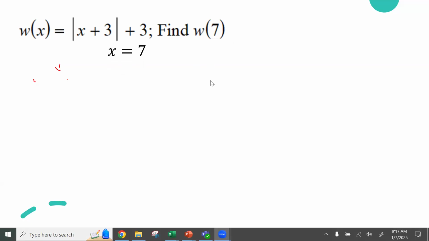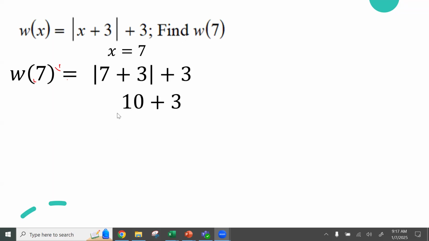Okay, so the x in this case is 7, so we're going to plug that in wherever I see an x. Wherever you see an x in the equation, that's where you're putting 7. So 7 plus 3 would be 10. Absolute value of 10 is 10. 10 plus 3 gets you 13, so w of 7 equals 13. So it's just a classic plug and chug. Plug the number in, see what pops out.